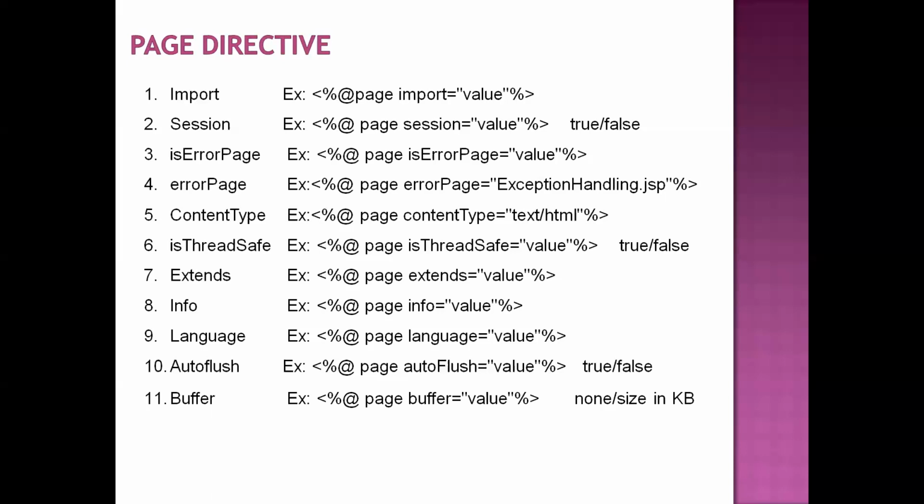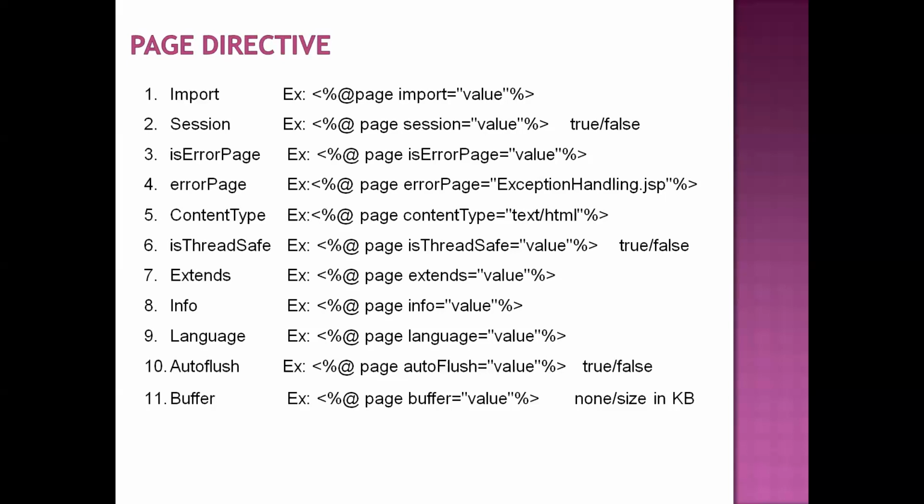For this buffer attribute we have to specify one of two values, either none or the size of the buffer. That size should be specified in kilobytes. Suppose you specify this value as none, then the output would be returned directly to the response object by using the JSP writer. It will not be saved into the buffer.